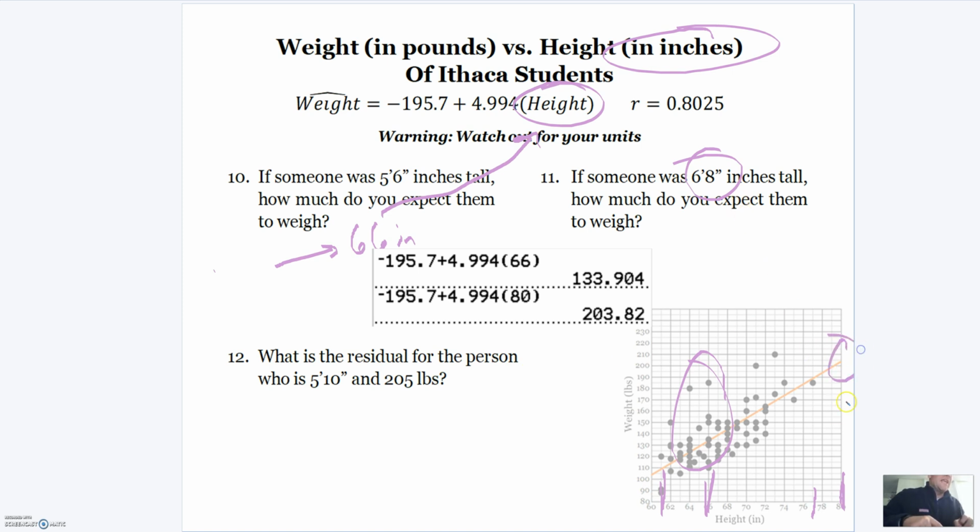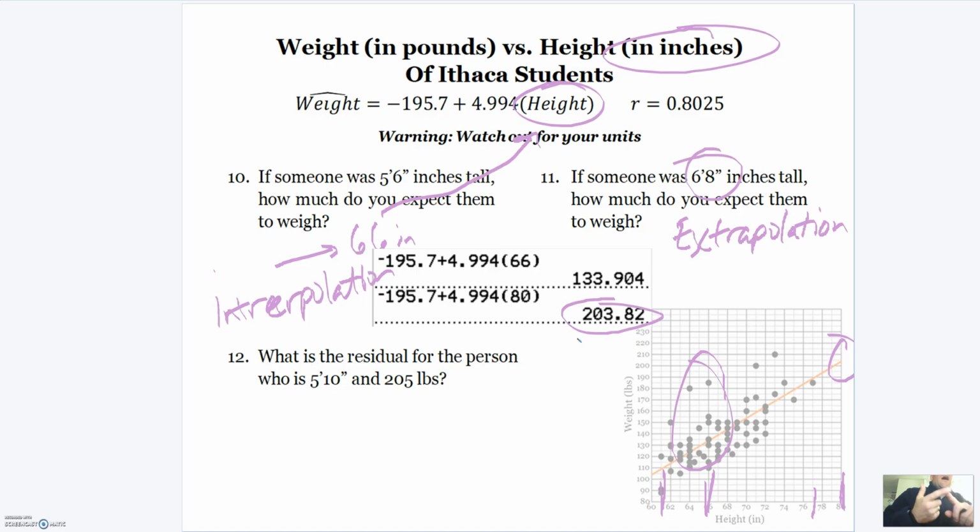You would expect the 80 inches to be, well, we don't know. We don't know what that's going to look like because we have nothing anywhere close to that. So when we are making predictions inside our data range, that's what we call interpolation, which is often quite accurate and reliable. When we are looking outside our data range, we can do it, but we have to offer up a bit of a warning, since it's called extrapolation. It's outside our data range. So we can make the prediction, 203.82 pounds, but we don't really know.